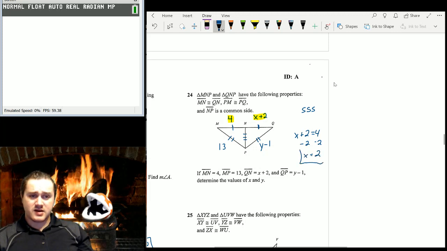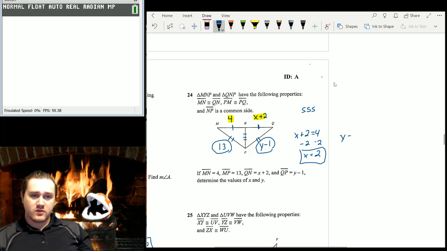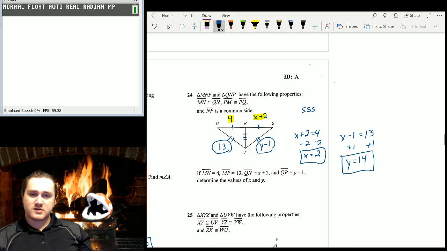So there's our X. For the Y, we've got the bottom part, Y minus 1, and we've got that equaling 13. So we do the same thing. Y minus 1 equals 13, add 1, and Y equals 14. So our answer for this one is X is 2, Y is 14.